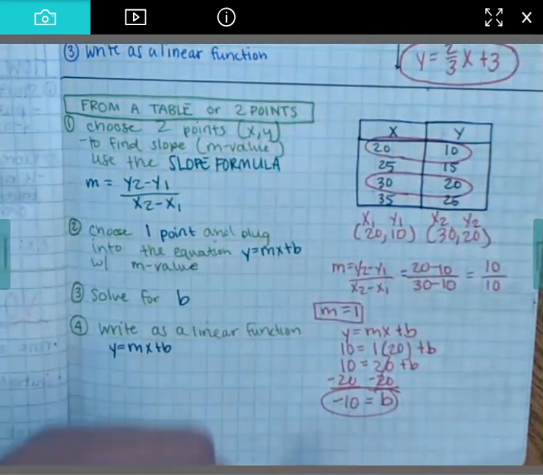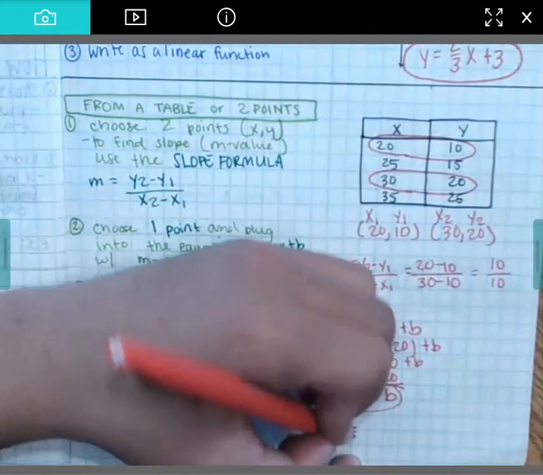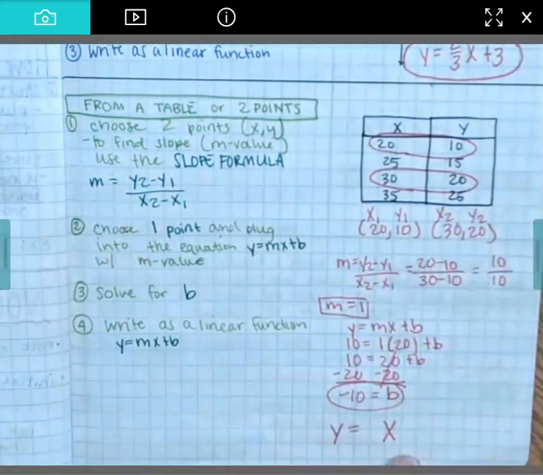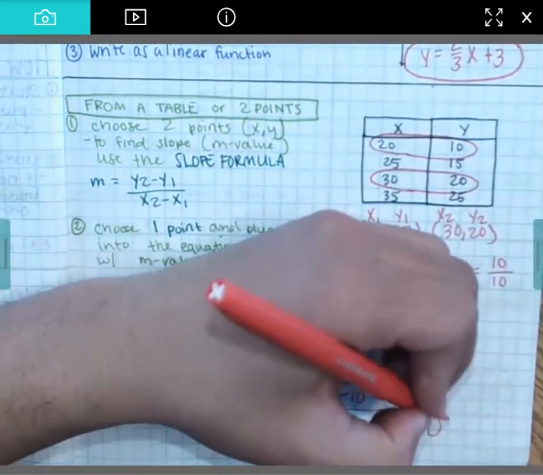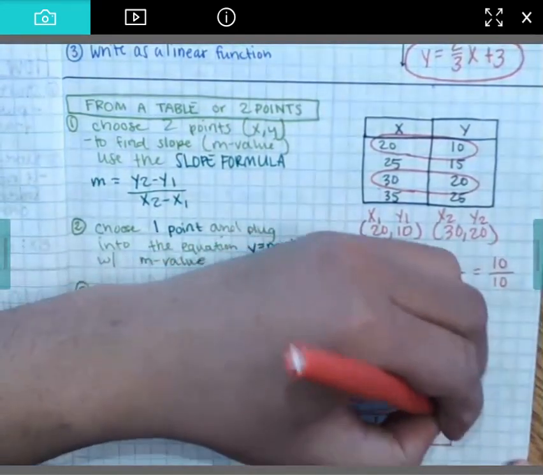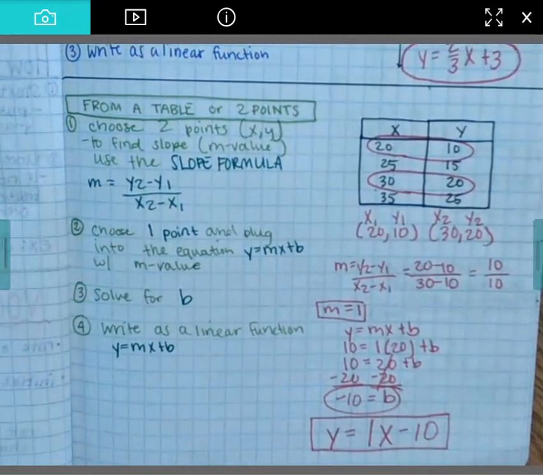Now we just need to rewrite our equation. We don't need to write anything for y, we don't need to write anything for x. Our m value is 1, and our b value is negative 10. So our finished equation is y equals 1x minus 10.